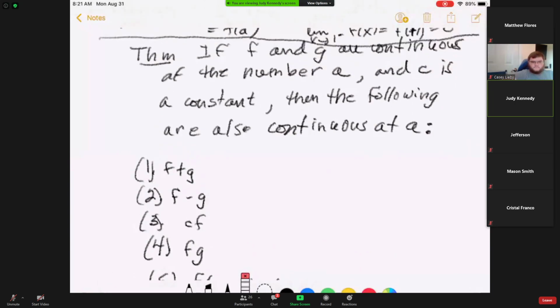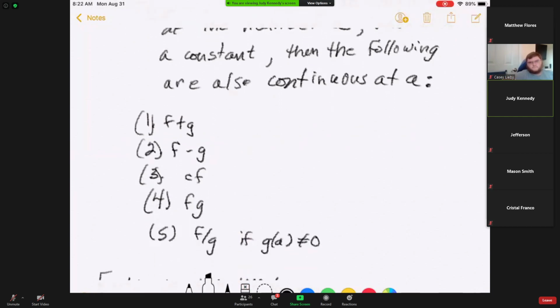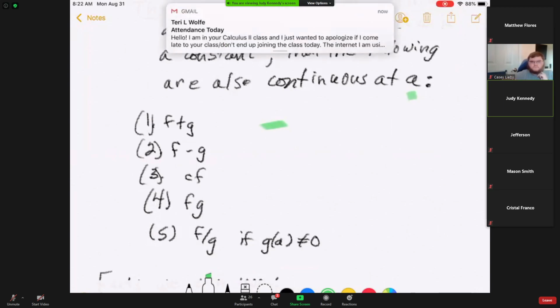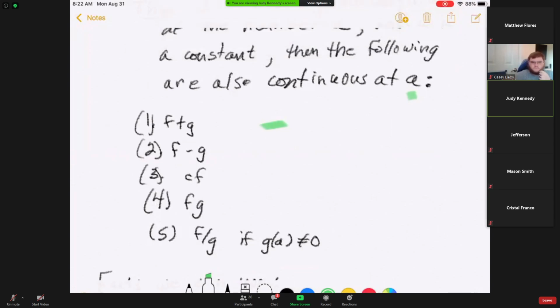So, but okay, theorem. If f and g are continuous at the number a, and c is a constant, then the following functions are also continuous at a. Okay, so f plus g: if you add two continuous functions, you get a continuous function. Of course, if you're talking about just one number, it's got to be the same number. The difference also is continuous. A constant times a function is continuous.